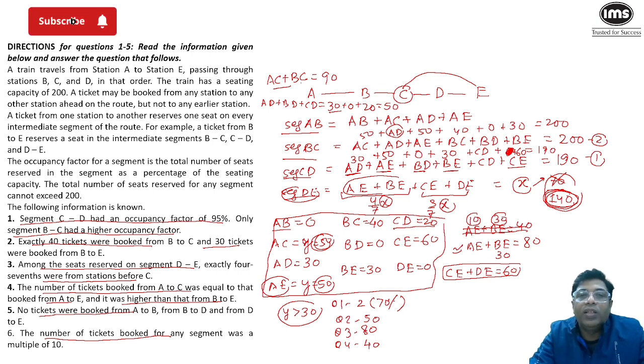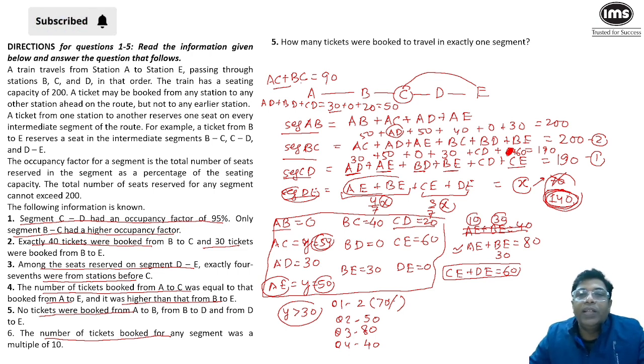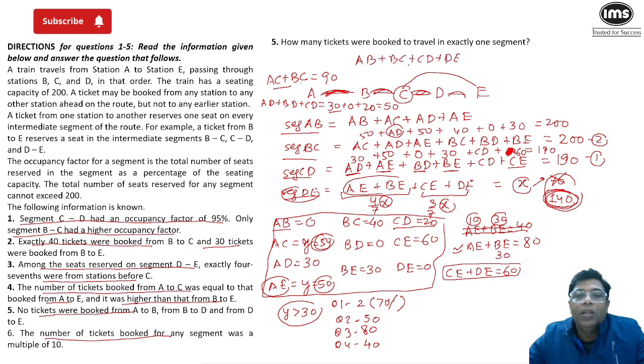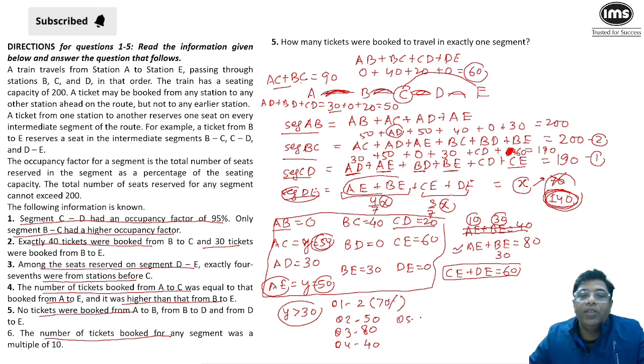Last question of this set. How many tickets were booked to travel in exactly one segment? One segment means AB, BC, CD and DE. So you have to calculate the value of AB plus BC plus CD plus DE. So AB we have got 0, BC we have got 40, CD we have got 20 and DE we got 0. So this answer has to be 60. So for question number 5, the answer has to be 60.